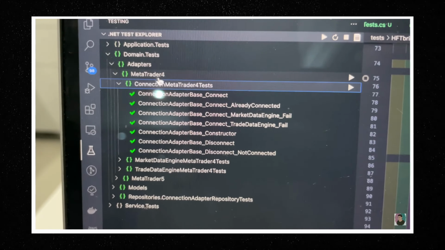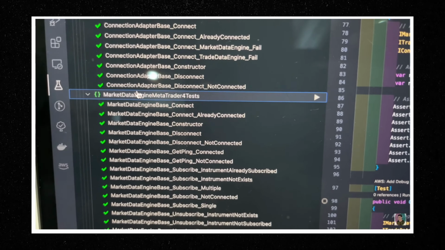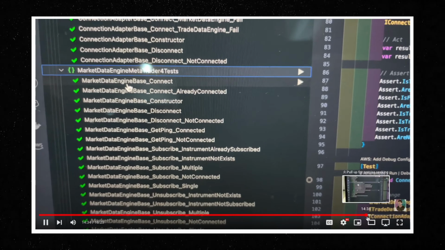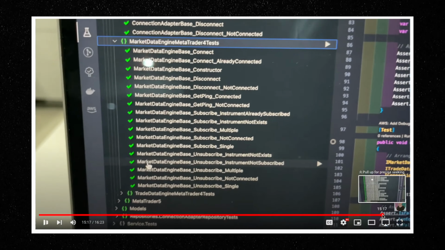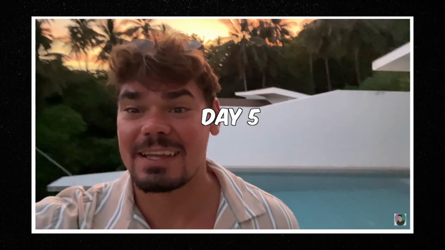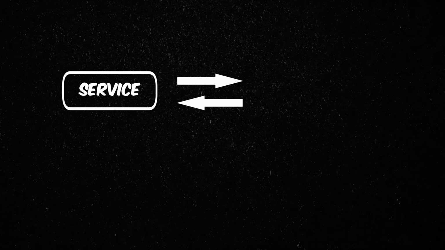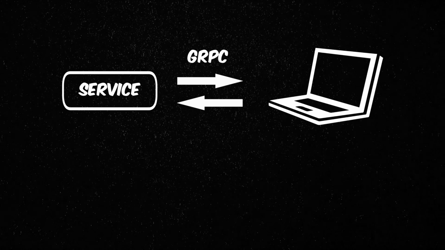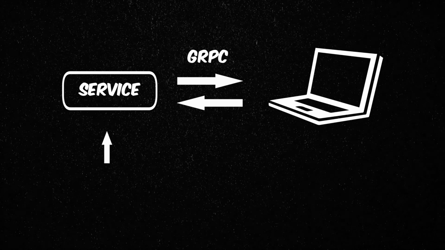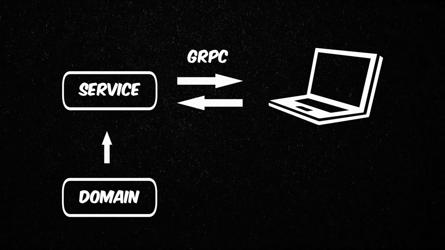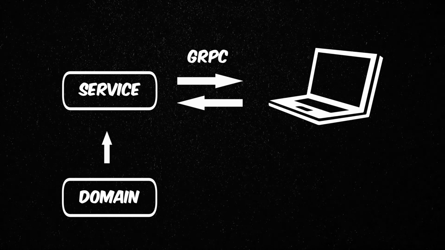I managed to write over 200 tests for the domain project, and all of them passed in the end after doing the implementation. I thought it would take me around 1 day, but it took me almost 5 days, but it is finally done. Okay guys, so we have the service project, which is responsible for talking to our frontend via gRPC. We also have the domain project, which stores all the entities that exist in the trading domain.